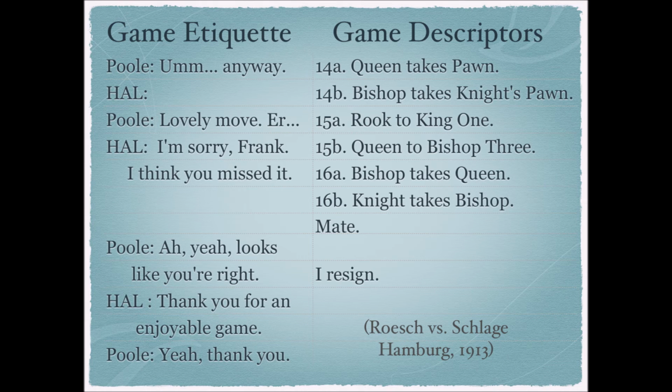And you see how I've divided the words into game etiquette and game descriptors. The game descriptors are of the type that people used to use when they played chess games over the telephone and they could not see their opponent's chessboard. The game etiquette, as you can see here, makes it a more human-like interaction. And this implicitly leads to an answer to the question, how does artificial intelligence relate to foreign language learning?